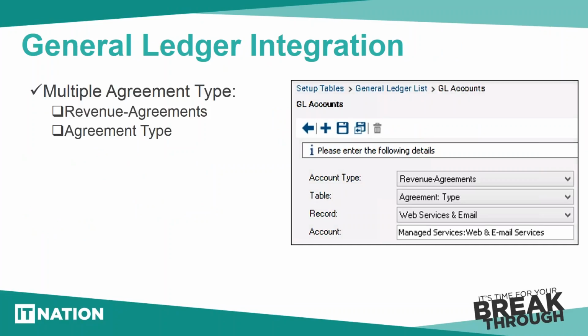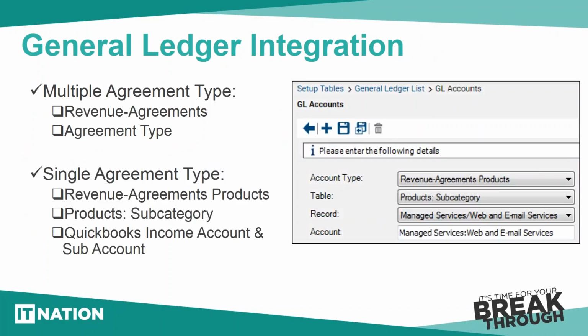From a general ledger integration standpoint, if you're choosing to have multiple agreement types, your high-level account type will be revenue agreements. You'll map off the agreement type itself. Alternately, if you're choosing to have a single agreement type, your high-level account mapping is based on the revenue agreements products, and then you would be mapping off the product category, subcategory, or an individual item. Your QuickBooks income account and sub-account will need to be added to the account section so that the mapping will transfer between ConnectWise into QuickBooks to your P&L.